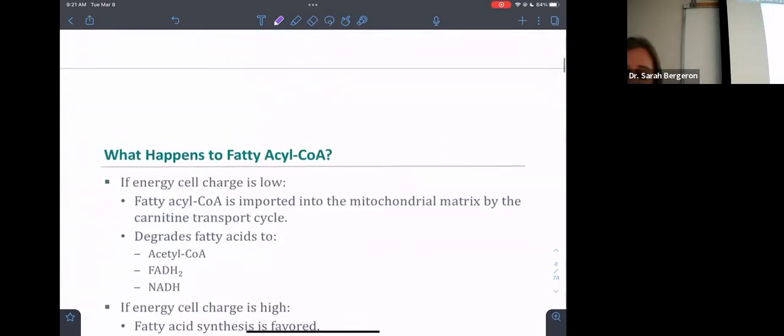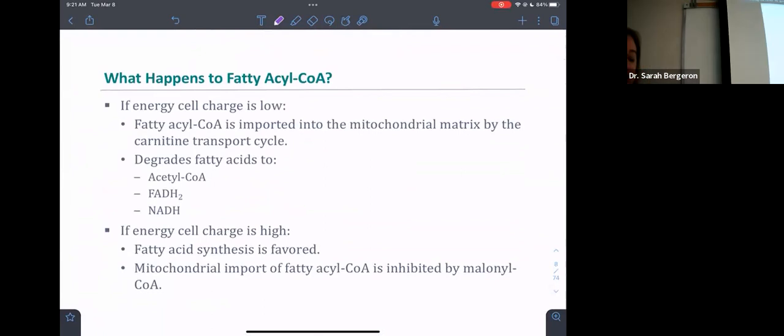All right. Okay. So now, what happens to our fatty Acyl-CoA? Well, it really depends. You have to look at the energy charge of the cell. If the energy charge is low, what does low energy charge tell us? Have we eaten in a long time, or has it been a while? It's kind of been a while, right? Okay, so if it's been a while, we want to move that fatty Acyl-CoA into the mitochondrial matrix. If we do that, we need a transport system, because it's not just going to diffuse across the membrane. So that's going to be called the Carnitine transport cycle, and that's what we're going to talk about next.